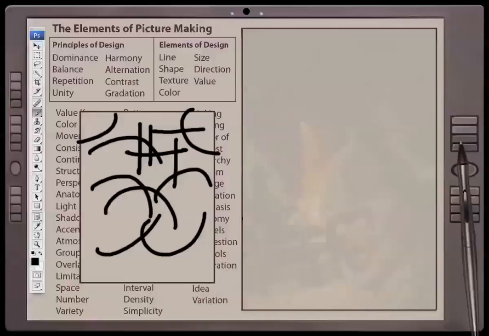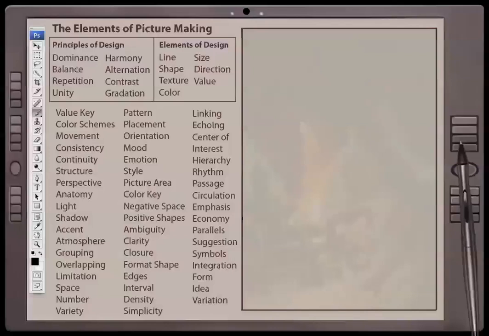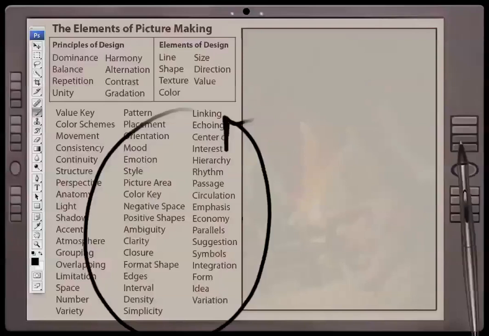What I'm going to do now is a quick rough color sketch in which the curved lines dominate instead of the straight lines, to show you what that looks like. When you begin, you need to keep those principles of design and elements of design in mind, as well as these other elements of picture making.